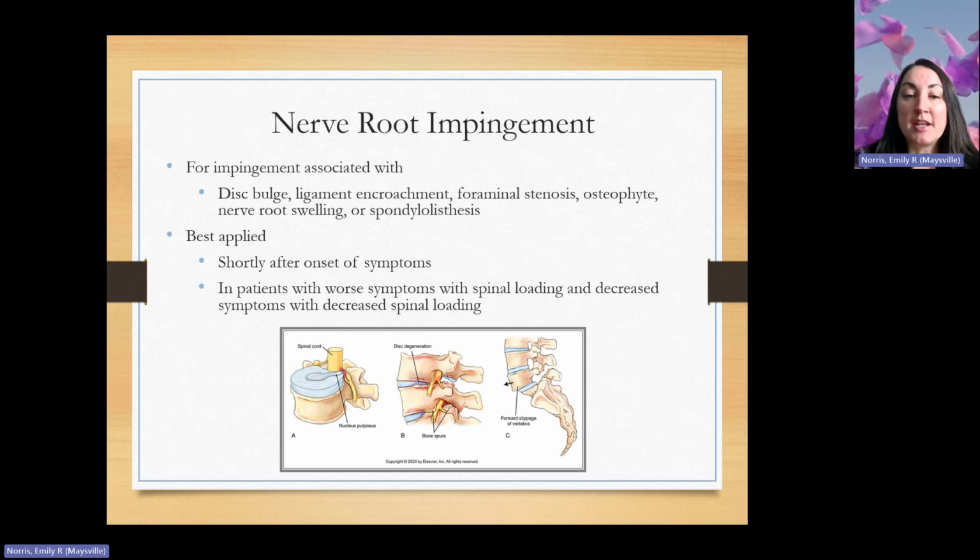Traction is best applied shortly after onset of symptoms, and in patients with worse symptoms with spinal loading that decrease with taking the pressure off. So when they're standing and gravity is pushing down on their spine, they have more pain, but when they're sitting or laying down, they have less pain. Typically, it's more effective with those types of patients.